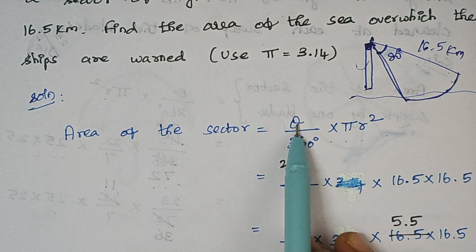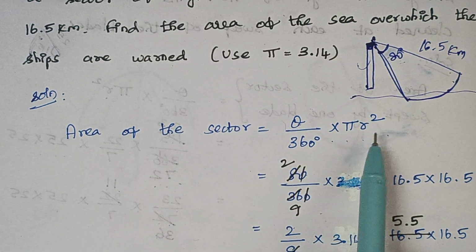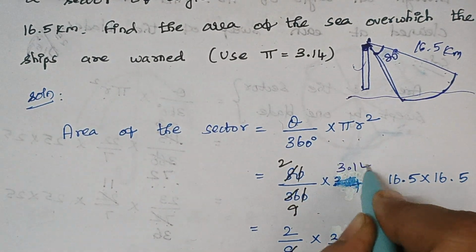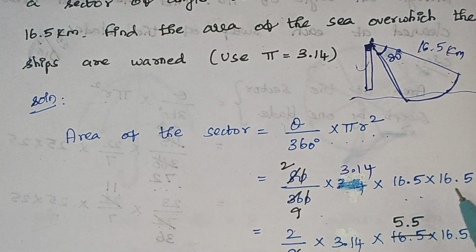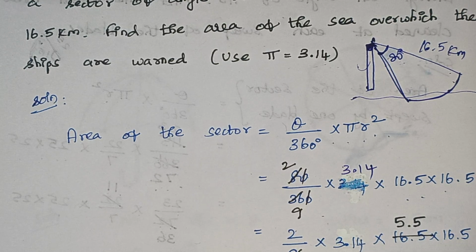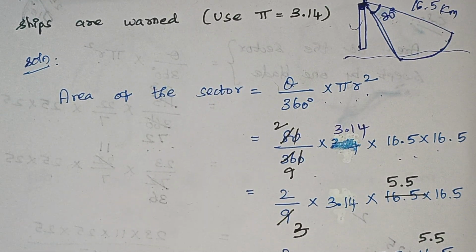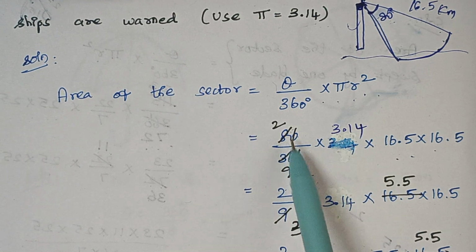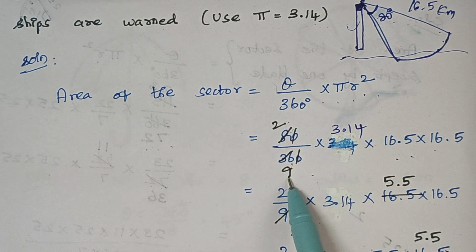So what is the value of theta? Here theta is 80 degrees. So 80 by 360 into the value of pi, it is 3.14, right? So here the value of pi is 3.14 into the radius is 16.5 square, right? So 16.5 into 16.5. Again here I have cancelled in a step-by-step way, right? So the 0 and 0 cancel each other, and 8 and 36 cancel by 4, right? So 4 2s are 8 and 9 4s are 36.